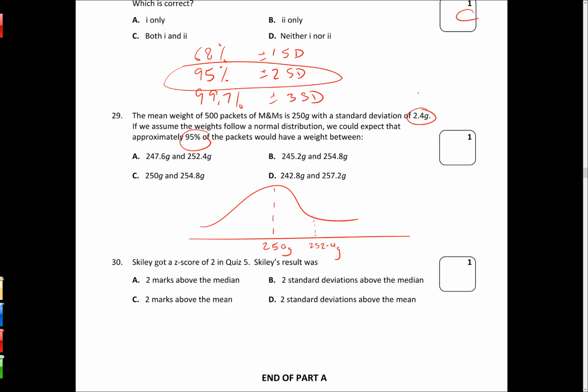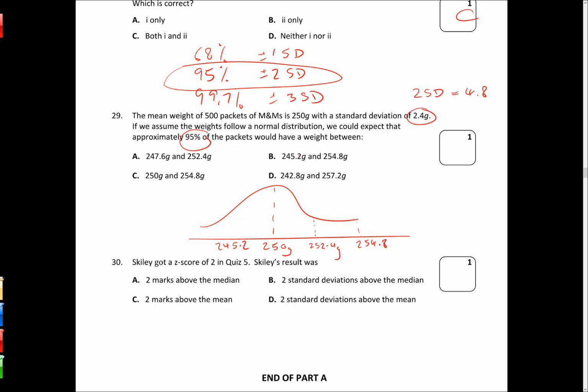If 1 standard deviation is 2.4, 2 standard deviations is 4.8. So I just need to think, what's 250 plus 4.8? Well, that's 254.8. What's 250 minus 4.8? And that would be 245.2.